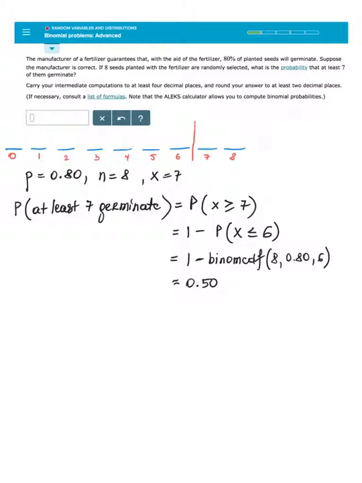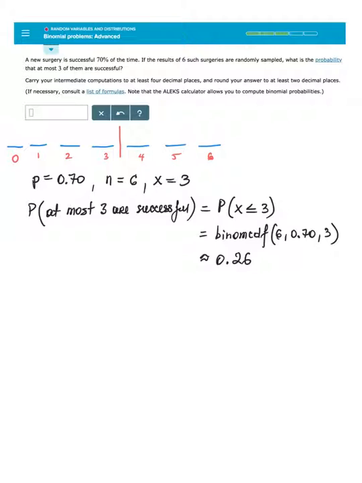What is the complement event of getting at least 7 seeds to germinate? Really, if this is my boundary line that separates my event from its complement, it means getting up to 6 to germinate. So I'm going to use the complement approach. 1 minus probability that x is less than or equal to 6. 1 minus binomial CDF, 8 trials, probability of success 0.80. 6 is my value of x this time, and it comes out to be that rounded to 2 decimal places, the result is 0.50.